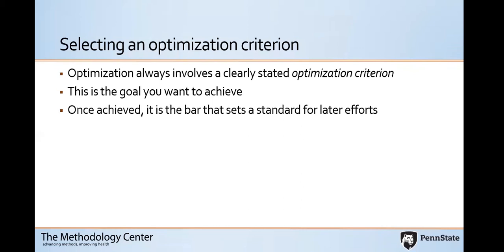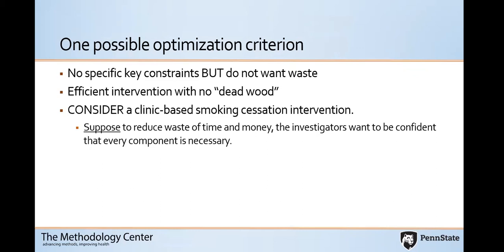So one possible optimization criterion is a very simple one. You don't have any specific key constraints, but you just don't want waste. So you want an efficient intervention that has no dead wood. We often call this the all active components optimization criterion. You don't have any specific constraints on cost, because you're just going to select all the components that are moving the needle on the outcome.